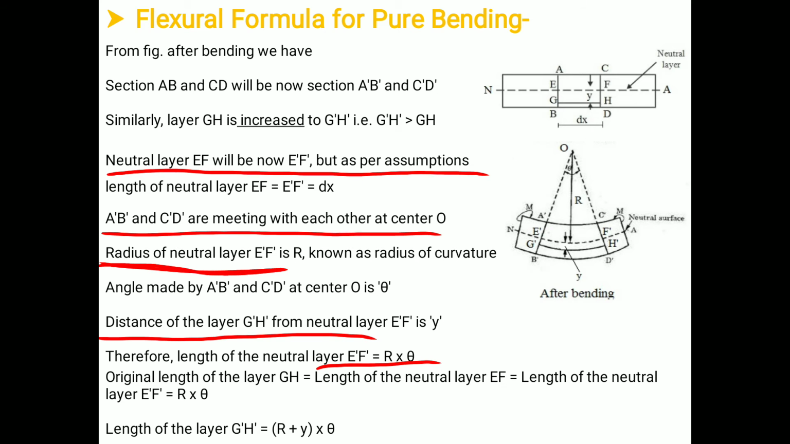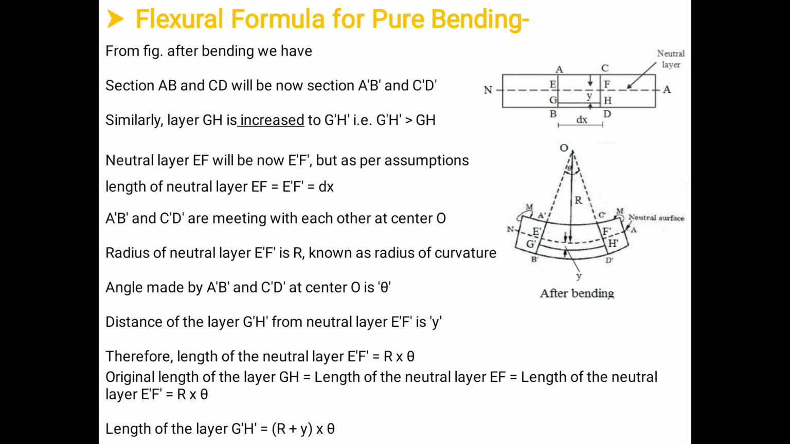Therefore, the original length of the layer GH is equal to the length of neutral layer EF, which is equal to the length of neutral layer E dash F dash, which is equal to R theta. Remember that in this equation we have calculated the value of E dash F dash by the formula for the arc of a circle, R theta. But as we know, it's a neutral layer, so it does not have any change in its length. Therefore, E dash F dash is equal to EF, which is equal to R theta. You have to remember this very important concept while deriving the flexural formula for pure bending.